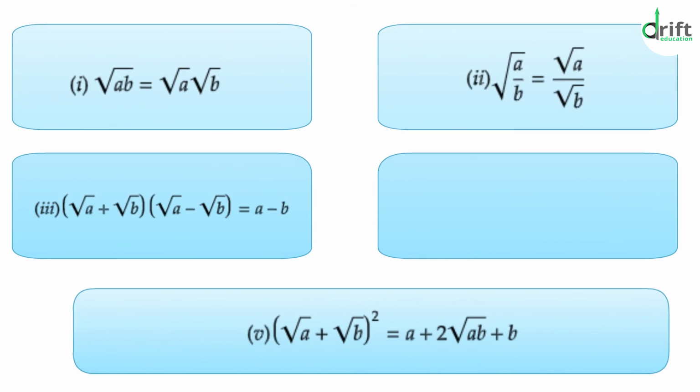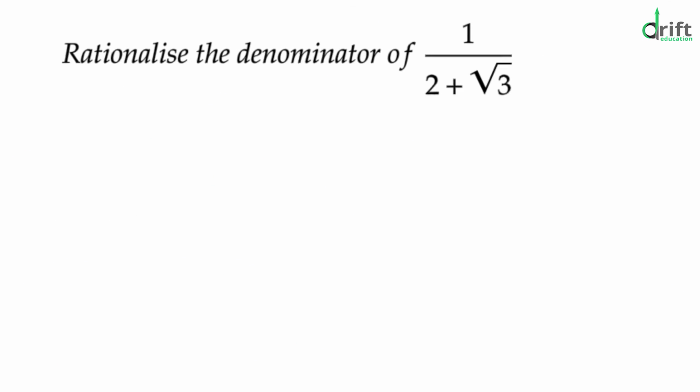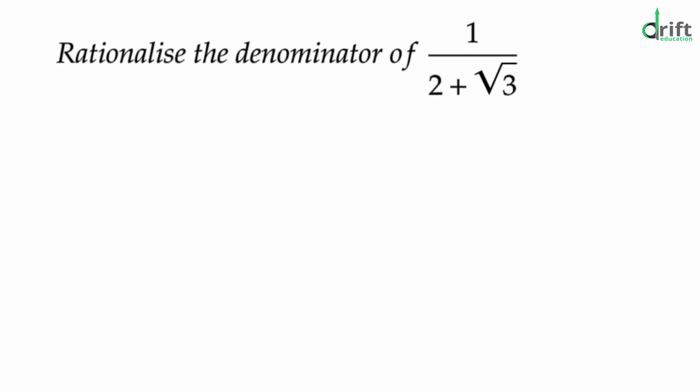Let's look into some identities of real numbers. For positive real numbers a and b, here are the following identities. From here we will discuss how we can use these identities to rationalize a number. For example, rationalize the denominator of 1 by 2 plus root 3.